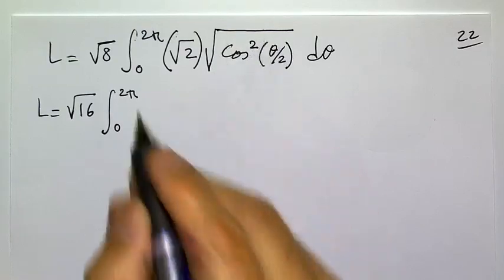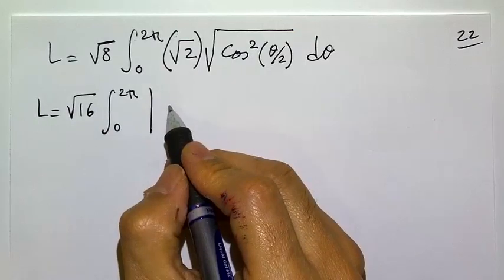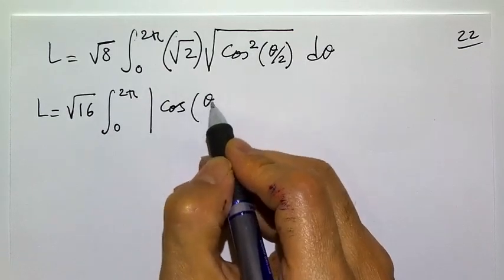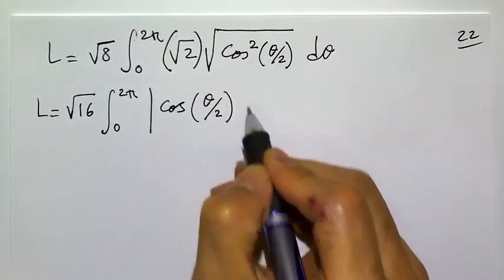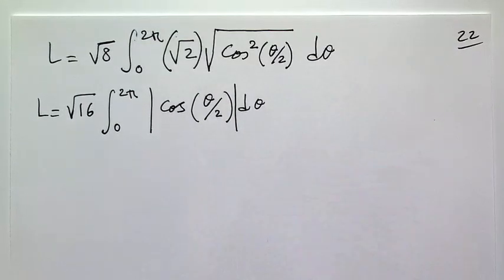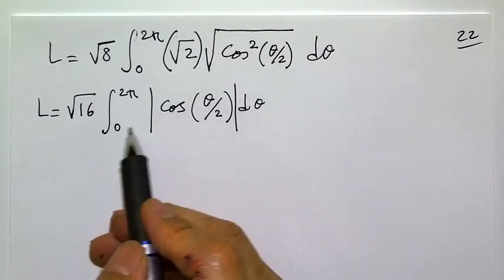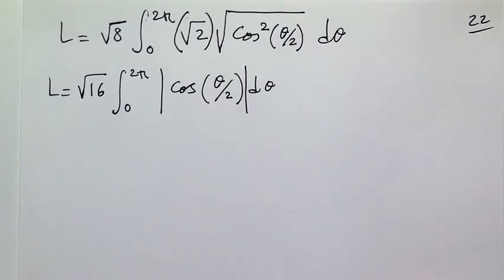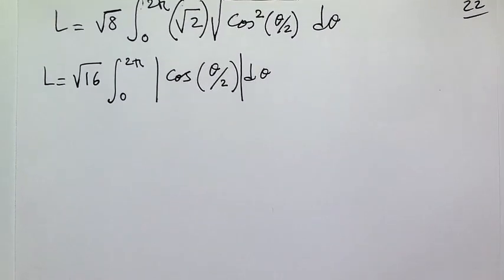And then this, we can remove the absolute value, but the rule is remove the radical expression, but of course we have to include the absolute value. So absolute value of cosine of theta over 2 d theta. Let me put the absolute value bar there. Now, to integrate this, of course, we need to remove the absolute value, right? So let me bring back the graph.